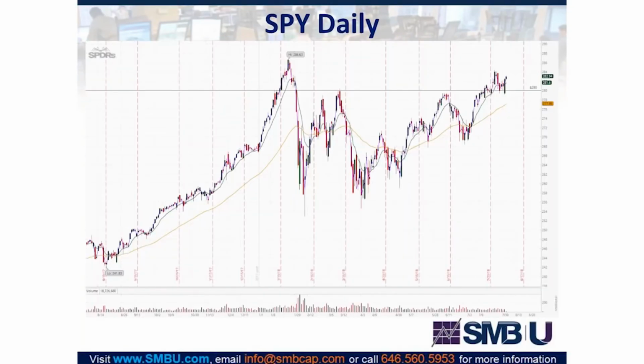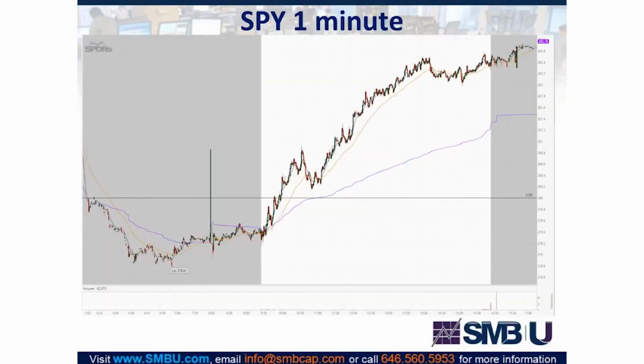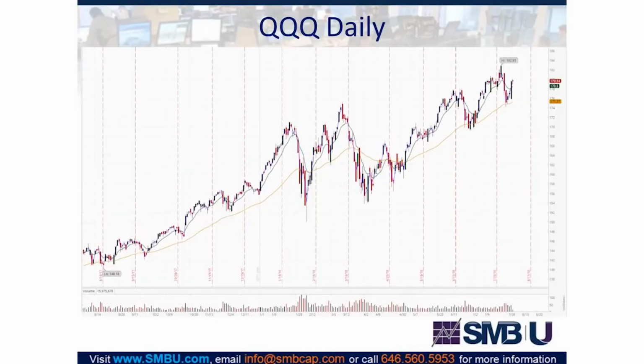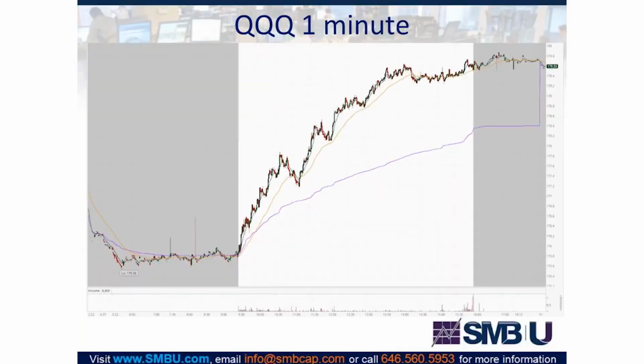What's next? Our SPY daily, we're up towards highs. We want to look at the big picture. Where are we with this overall market? SPY on the 1 minute, intraday, the market was very strong. That's going to make it more likely we want to get long stocks than short them. QQQs. All right, this is tracking the technology sector. How's the technology sector overall? Strong, doing very well. You can see from our daily chart, near all-time highs. 1 minute. This is a day where the market was very strong, technology was strong, the SPYs were strong.